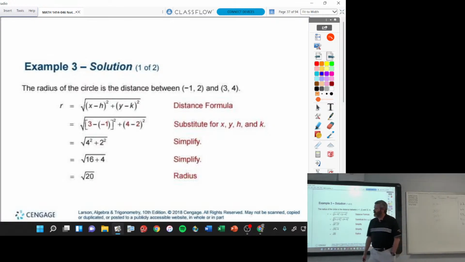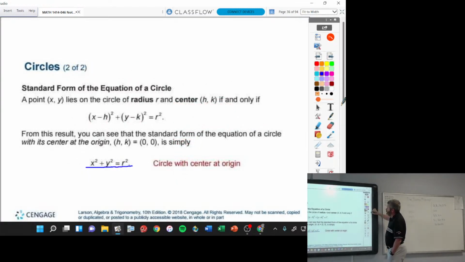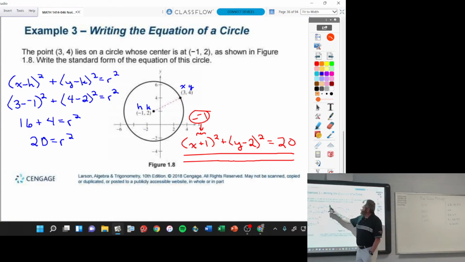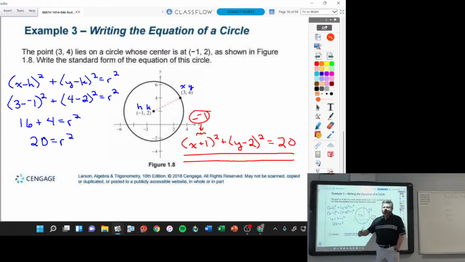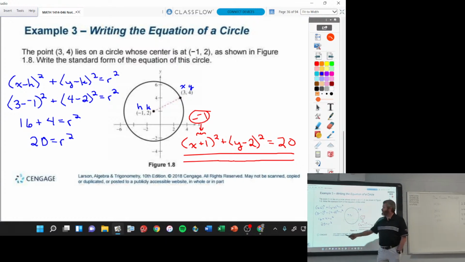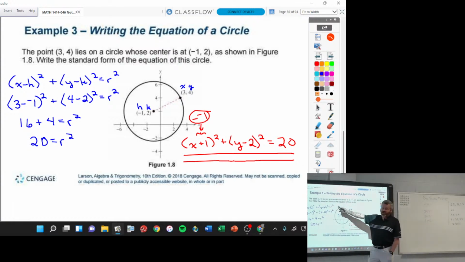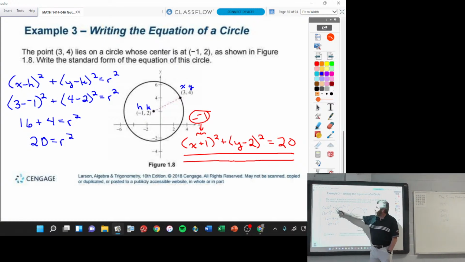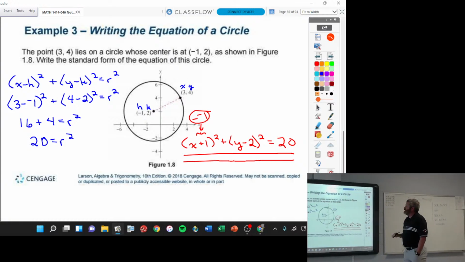I do want to point out when I worked it, let me go back and scroll down. Okay. So when I worked it, I left r squared there the whole time because I knew when I got done I wanted 20. This particular problem didn't ask me for the radius. It wanted the circle in standard form, which includes r squared, which is 20. So I worked it out in terms of r squared. That's why you don't see any square roots when I worked it. Back to them working it.